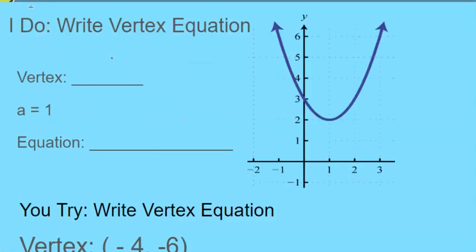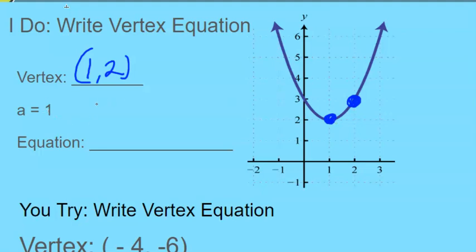On this one, we're going to write the vertex equation. First, we will identify the vertex. It's the same vertex as before, 1, 2. We were given that a equals 1. It's a positive number because it's opening upwards. And then from 1 to 2, it looks like it goes up by 1. That's why we have a 1 here. Sometimes they'll give it to you, and sometimes you have to solve for the a yourself.